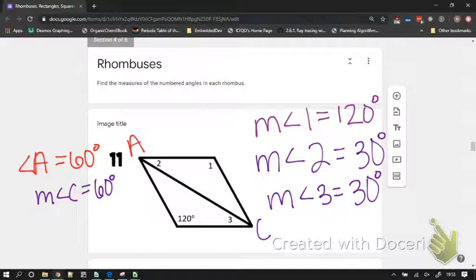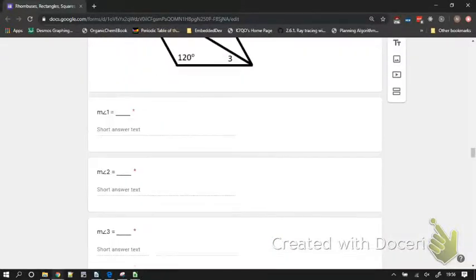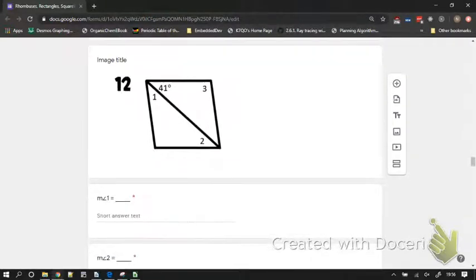Okay, so hopefully that clears up any questions you had about number 11. Let's scroll on down to number 12. All right, number 12 is a similar situation. We have a rhombus that has one diagonal drawn in.